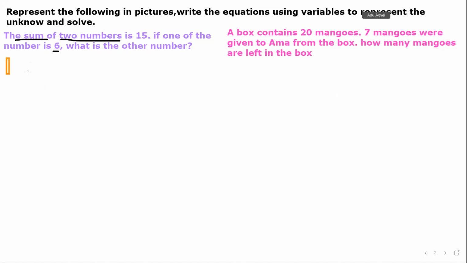So now we have this, this, and this. Okay, good. So the sum of two numbers will give you 15. And he has given us one number here. So let's assume here is 15. So 15 circles.